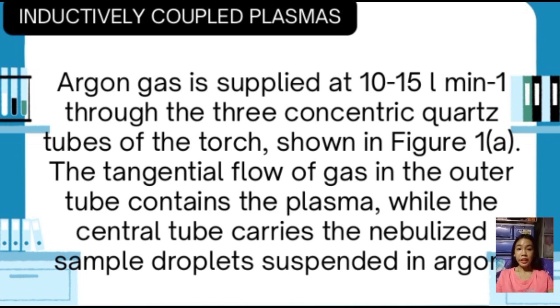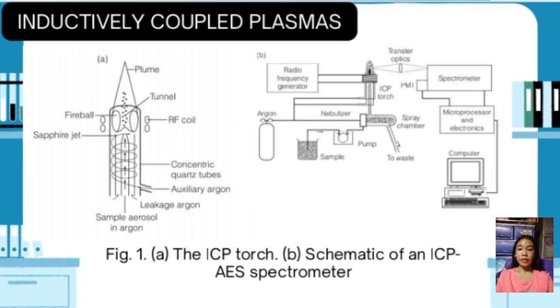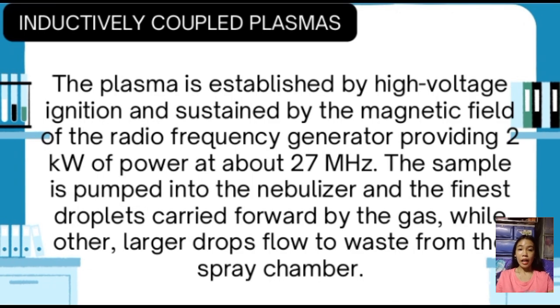The outer tube directs a tangential flow of argon gas necessary for maintaining the plasma state. The argon gas movement contributes to the confinement and stability of the plasma, which is vital for effective heating and excitation of the sample. Within the central tube, nebulized sample droplets are introduced, suspended in argon. This configuration ensures that the sample is efficiently carried into the plasma without significant losses.